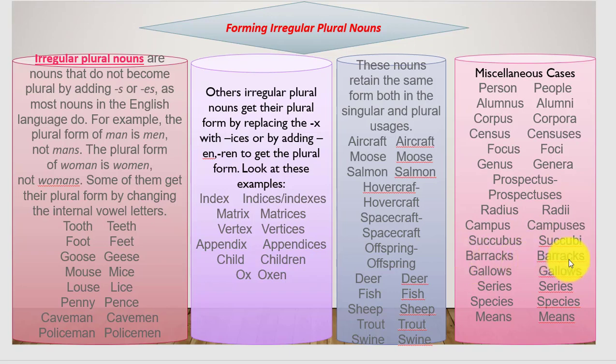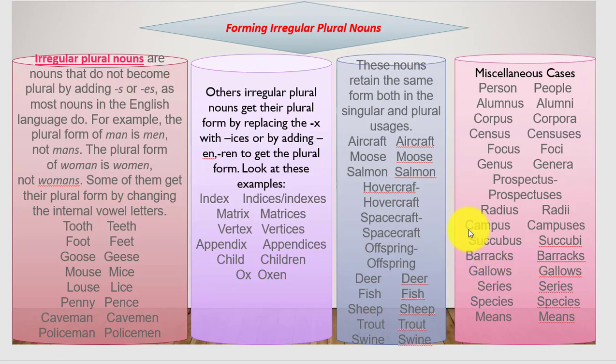Barracks, barracks. Gallows, gallows. They are continuously used in the plural form. Series, series. Species, species. Means, means. Both in the singular and in the plural, they retain their same form.